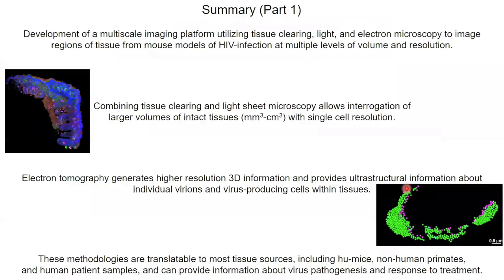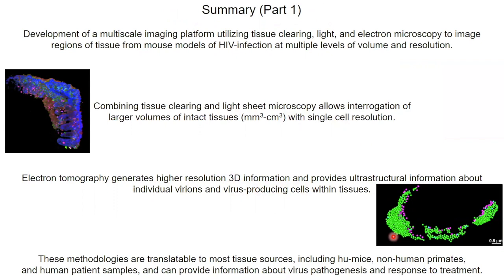So that was the summary of part one. We developed this multi-scale imaging platform using light sheet microscopy and electron microscopy. We were able to conduct imaging by light microscopy of cubic millimeters to cubic centimeters with single cell resolution, and also generate quantifiable data. Electron tomography also allowed us to generate higher resolution 3D information and really gives us insights into mechanisms of virus release and where they're localized within tissues.